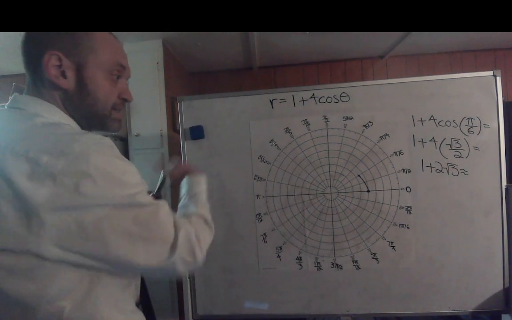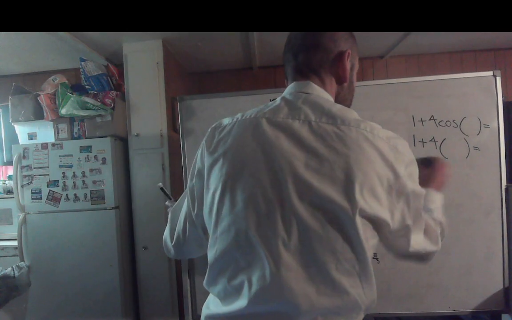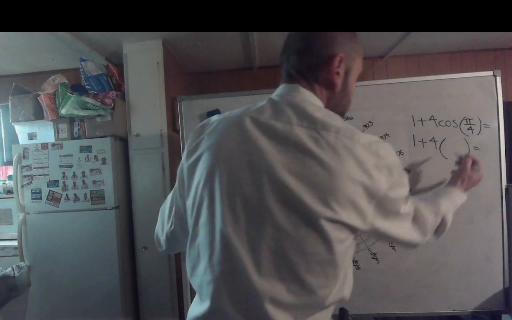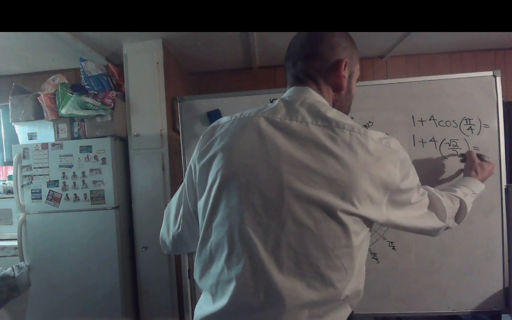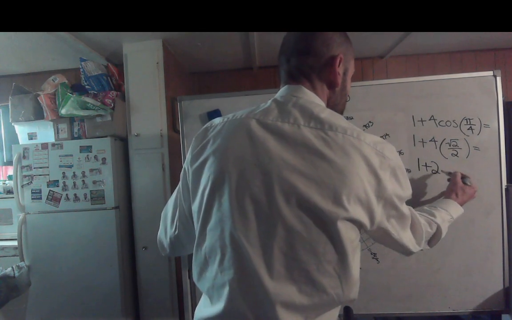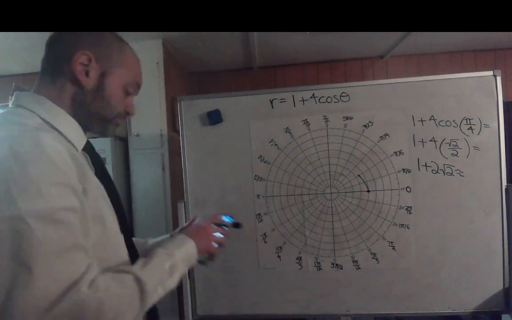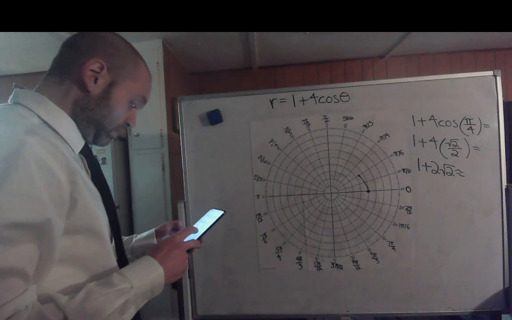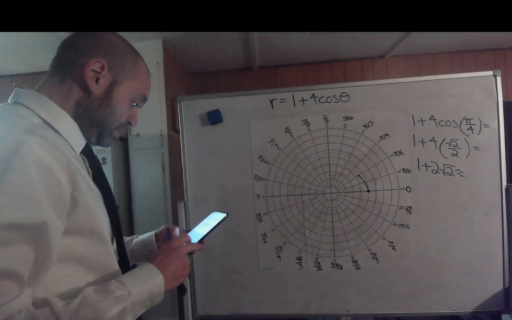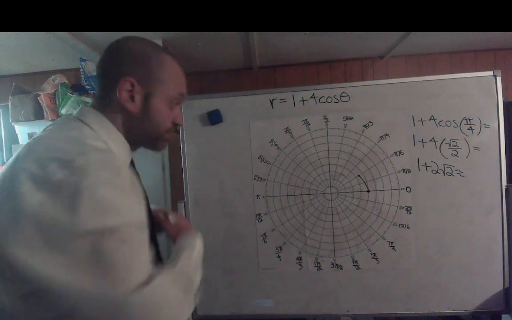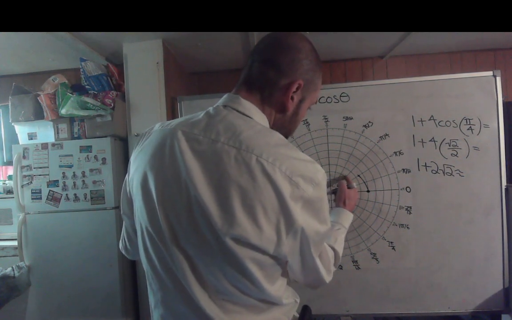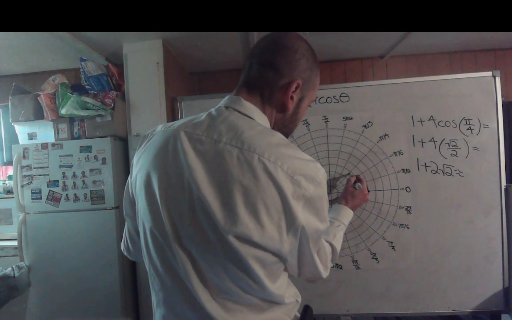All right, so next, special angle is pi over 4. We have 4 cosine of pi over 4. Well, cosine of pi over 4 is square root of 2 over 2. So this would turn into 1 plus 2 times the square root of 2. Let's get another decimal approximation. That would put you at about 3.83. So 1, 2, 3, that would put you about right there for pi over 4.